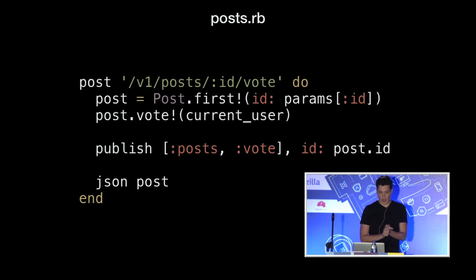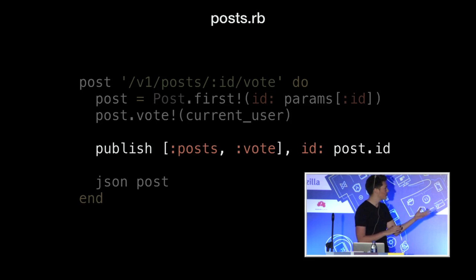So if you have a look on the server side, this is an example of how a post is voted. We have this publish method right here. And this publish method basically interacts with Sinatra-PubSub, and writes the message to all channels. In this case, we're publishing that a post got voted upon.